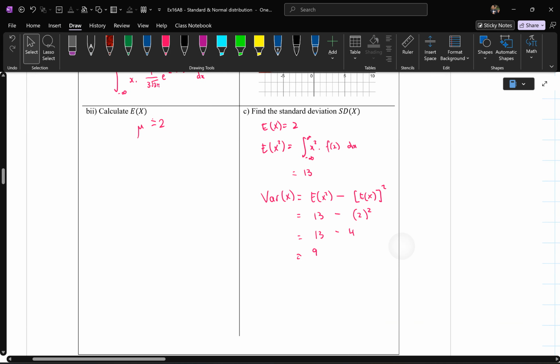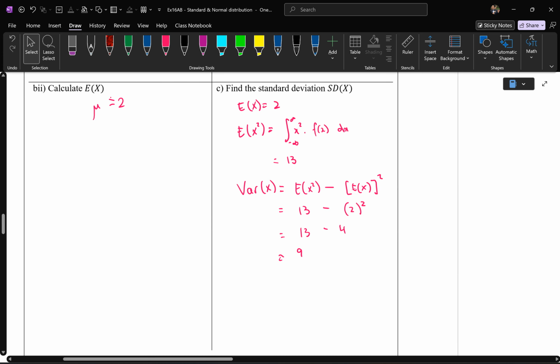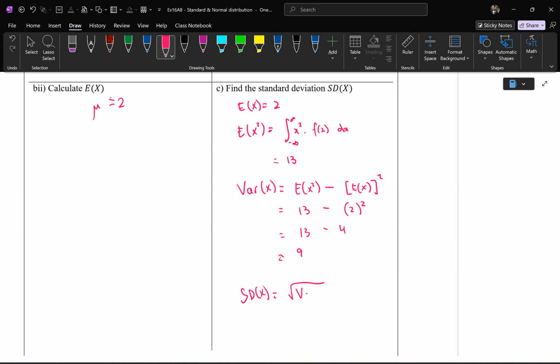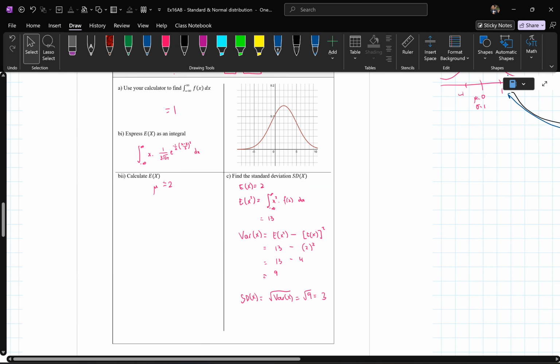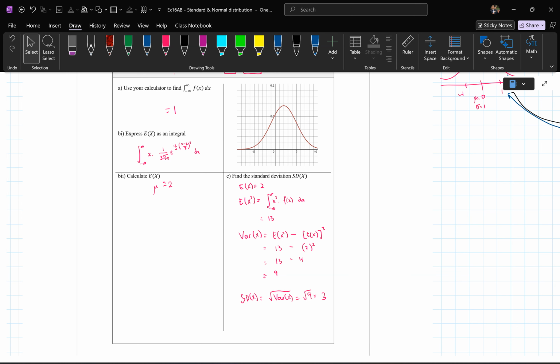But remember, standard deviation is the square root of variance. So standard deviation of x is the square root of variance. So root of 9 is 3. So we've proven it. We've shown that yes, that is true. So even if I didn't know the theory, just from reading the transformations, I could still apply it using the function. Okay, so hopefully you see that linking. That was one of the key things from 16a.